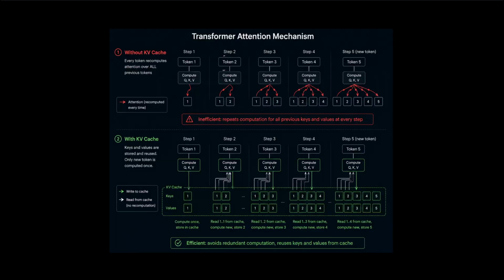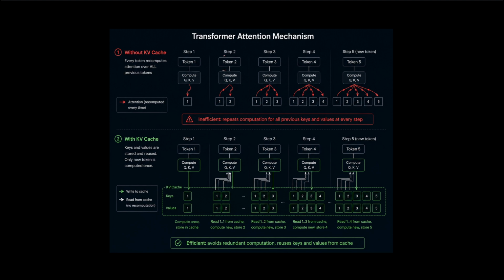Okay, so this is the one I think is most underappreciated. Inside a transformer, every time you generate a new token, the attention mechanism needs to look back at all the previous tokens. Without any optimization, you would recompute the key and value matrices for every single previous token every single time. So that's quadratic in sequence length, which is also very brutal.